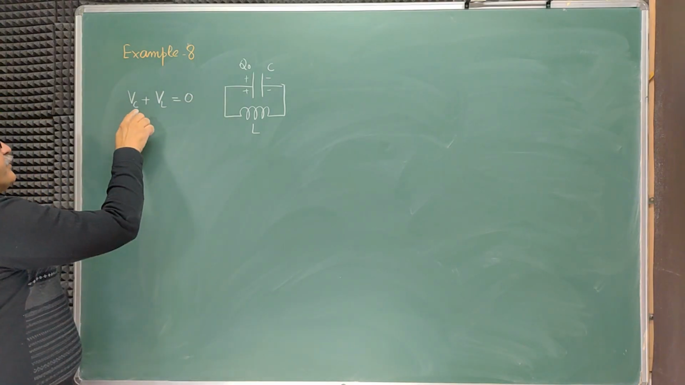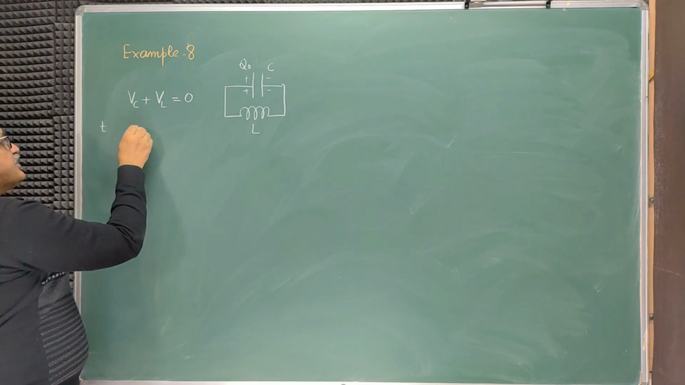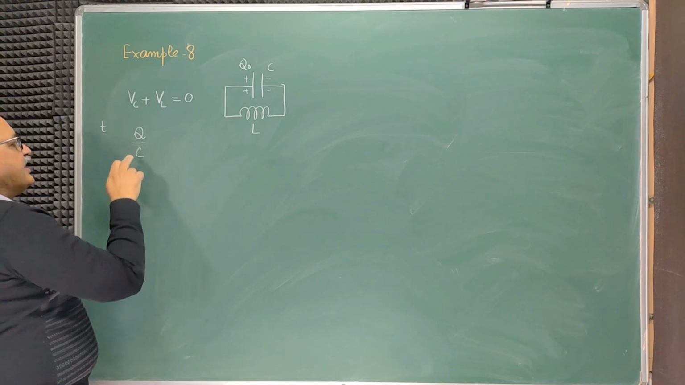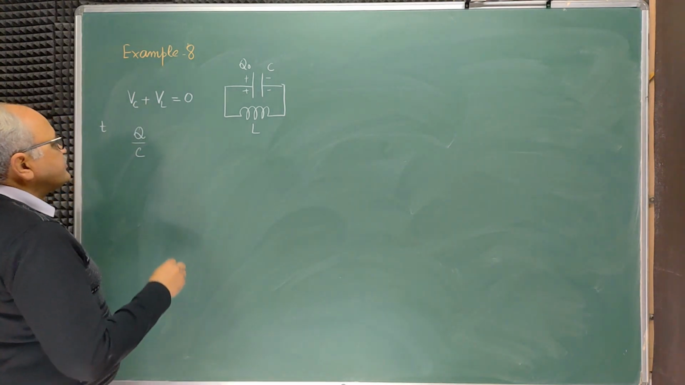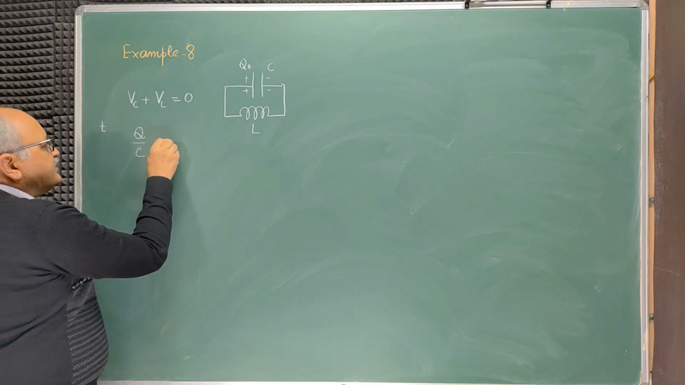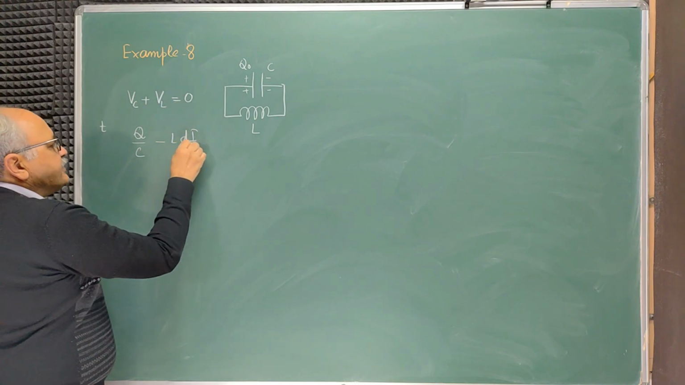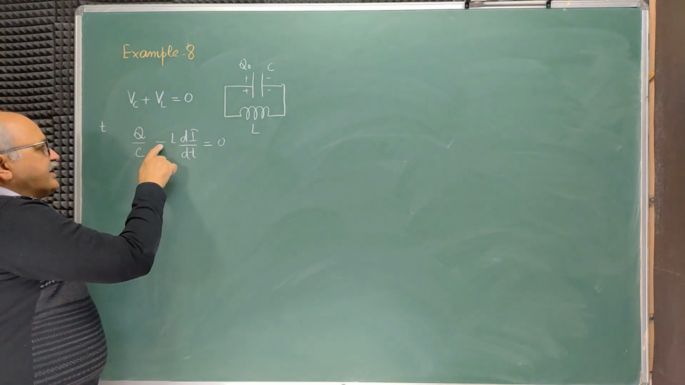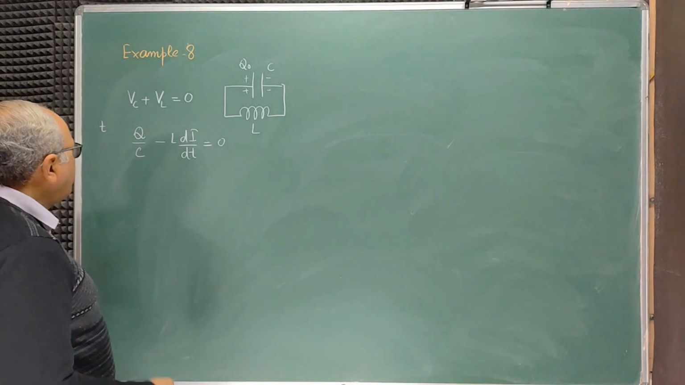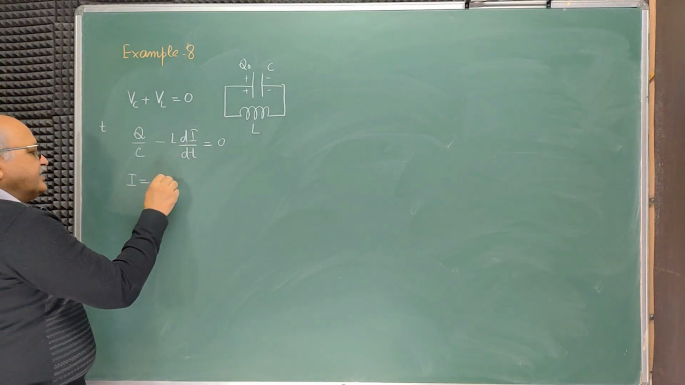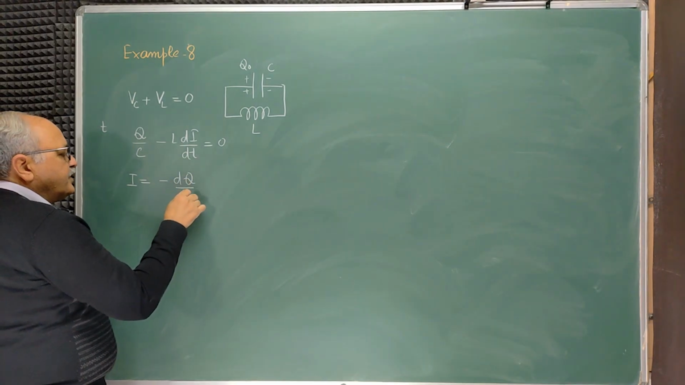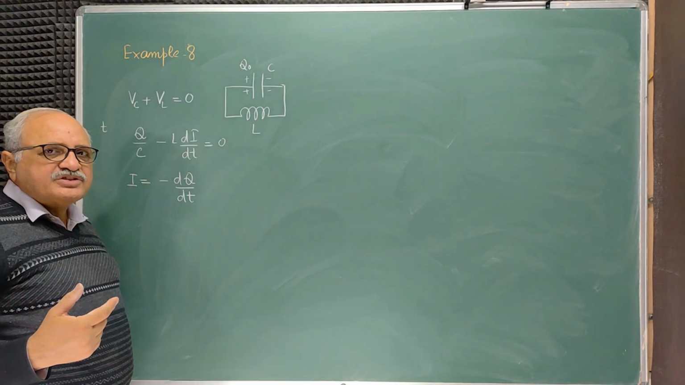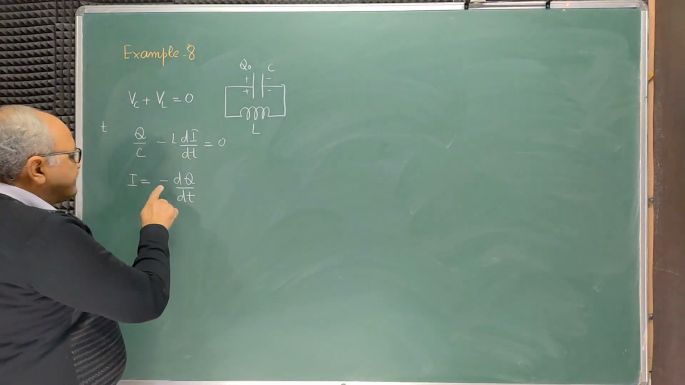Now what is VC? Say at time t, the charge on the capacitor is Q, so the voltage is Q divided by C, the voltage difference across the plates of the capacitor. For the inductor, the induced EMF is represented as minus L dI by dt. This negative sign is because of Lenz's law. But the current I is minus dQ by dt, which means that as current develops, the charge on the capacitor starts decreasing. So that's why this negative sign is there.